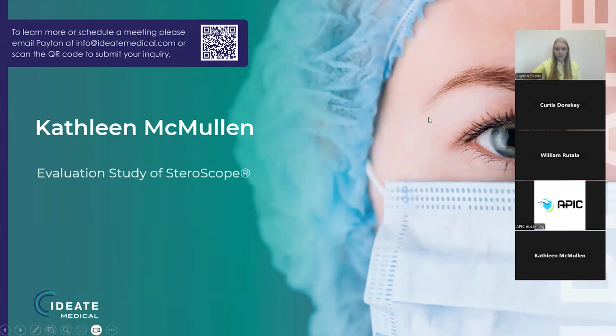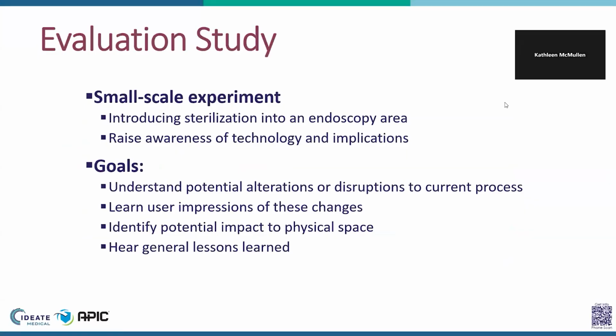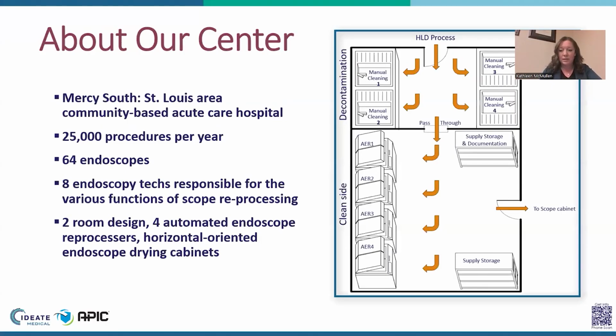I am here to talk just a little bit about our experience in a real life working endoscopy suite with this technology. So we did a very small scale experiment that was really intended to introduce sterilization into our endoscopy area and just raise awareness of the technology and the implications. The goals of our study were to understand potential alterations or disruptions to the current process, to learn user impressions of these changes that we were going to make to their processes, and then really just understand how it impacted our physical space and hear general lessons learned.